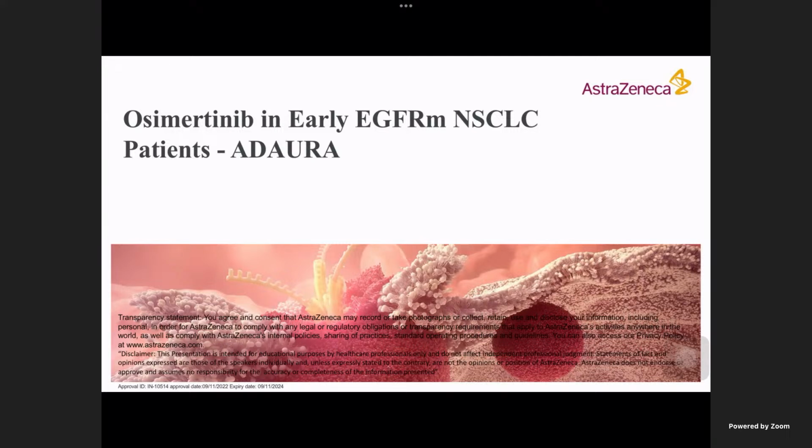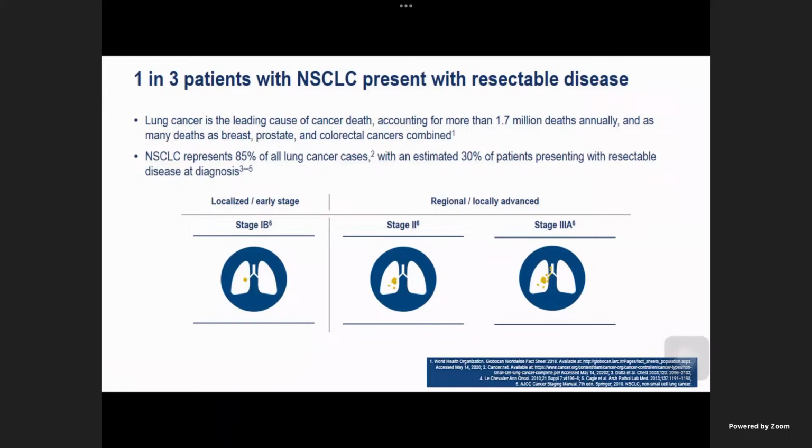So for osimertinib in early stage lung cancer patients, the ADAURA trial had established the role. Like the burden of disease highlighted earlier by Dr. Shiva, we know it is a huge disease. About 17 lakh deaths occur annually because of lung cancer. Of these, 85% present with advanced stage disease, and about one third, 30% of patients, present with resectable disease, comprising stage 1B, 2, and 3A patients.